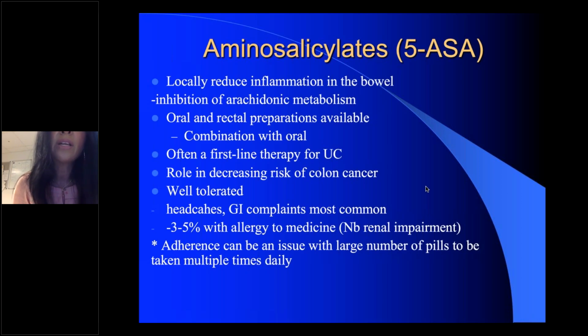Part of the problems with ASA is that the tablets can be quite large, and for the tablets that aren't large, they're quite frequently given, so almost 3 times a day or 4 times a day to maintain them in remission, and this can cause an issue when it comes to adherence to these drugs. As they get older, there are once-a-day preparations, but at the moment these are not really used under the age of 16.